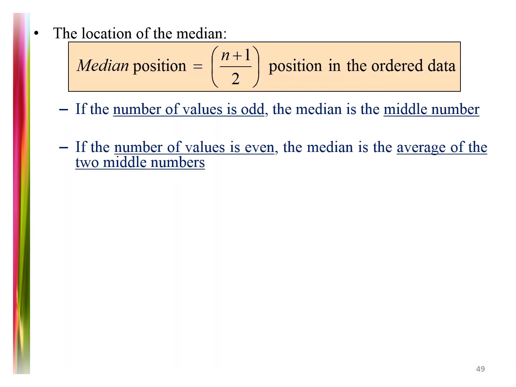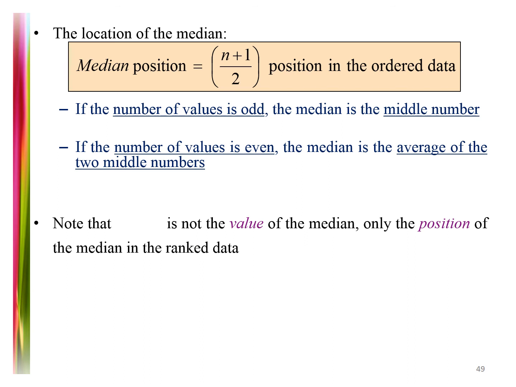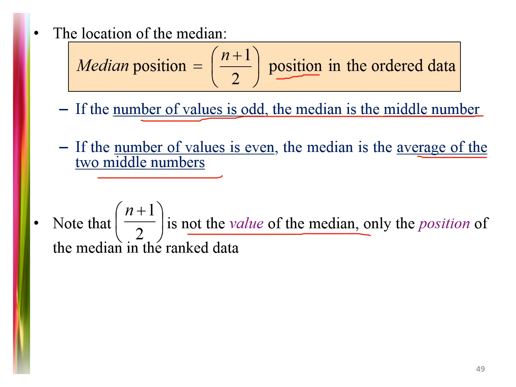In that situation we have to calculate the average of two numbers. Also important: n plus 1 by 2 is the position of the median, not the value of the median. If the number of values is odd, the median is the middle number, and if the number of values is even, the median is the average of the two middle numbers. The position of the median is found in ranked data, that means data in increasing order.